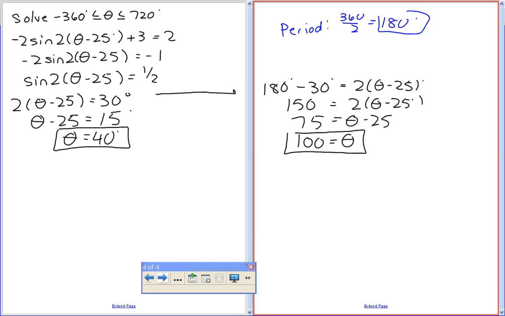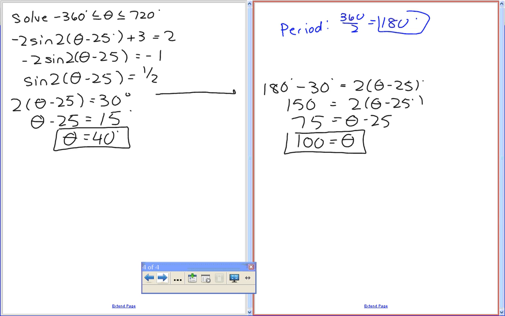Yeah. Add and subtract the period. I said add the period and subtract. There were some people who just did negative, some who just did positive. Where am I going from and to? Negative 360 to positive 720. So you can add and subtract the period.